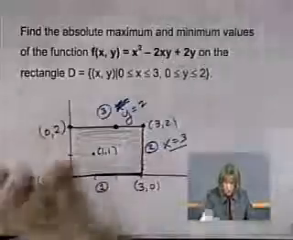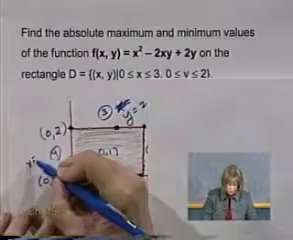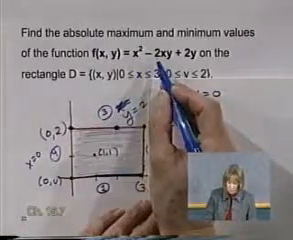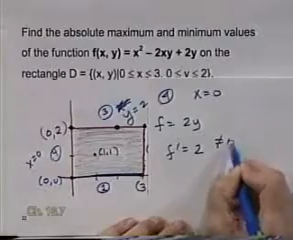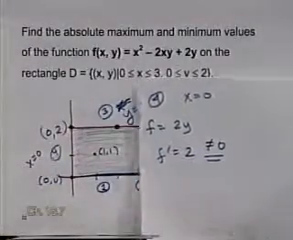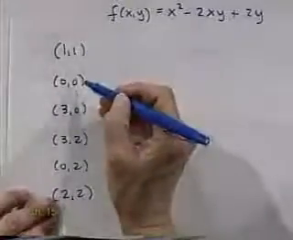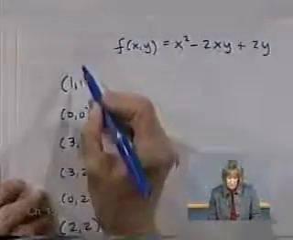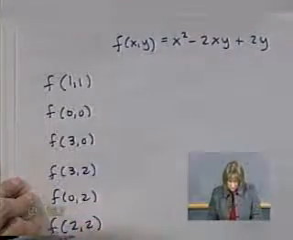Lastly, we have to check the fourth border, and that fourth border, I think all of us would agree, has x equal to 0. So for border 4, if I plug in x equals 0, my function becomes 0 minus 0 plus 2y. If you take f prime, you get 2. That can't be equal to 0, so we get no extra points. Now coming back here, we have all of these 6 points to check: 1, 1; 0, 0; 3, 0; 3, 2; 0, 2; and 2, 2. And what we have to do is evaluate f at all of those points.